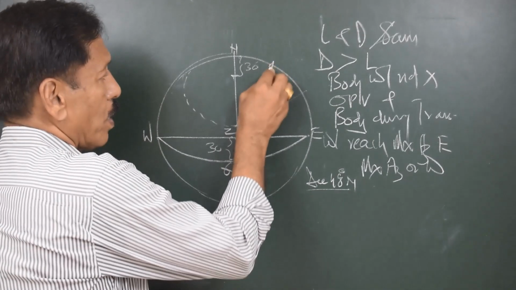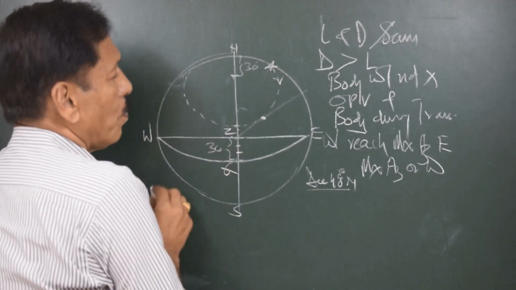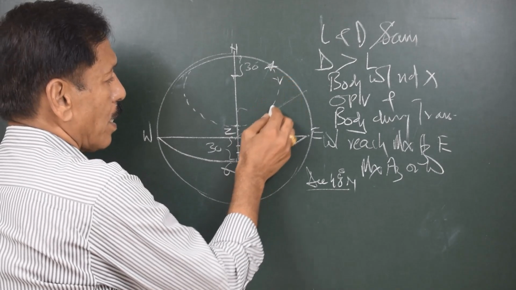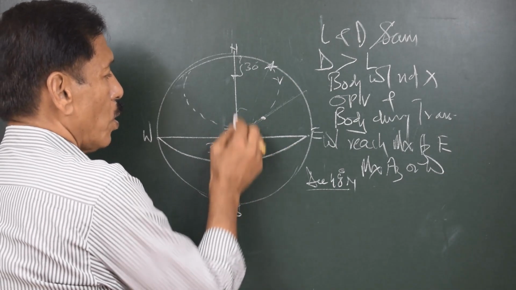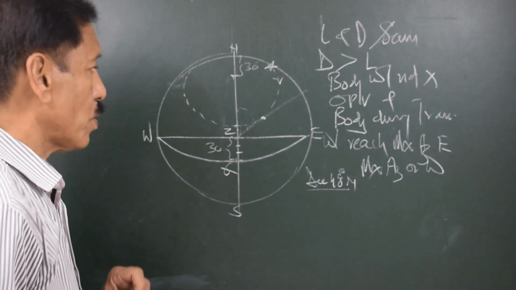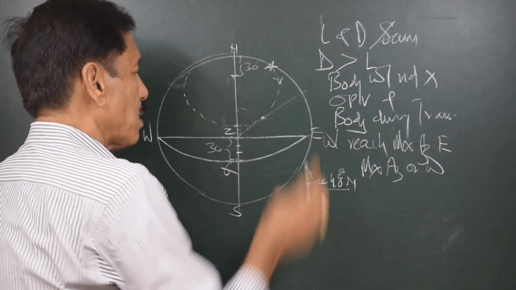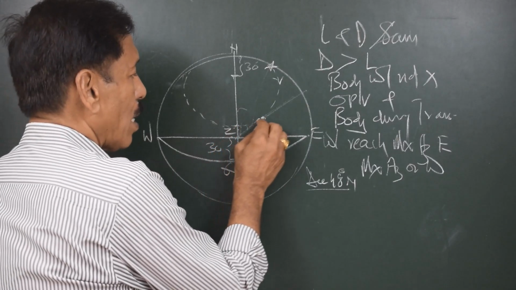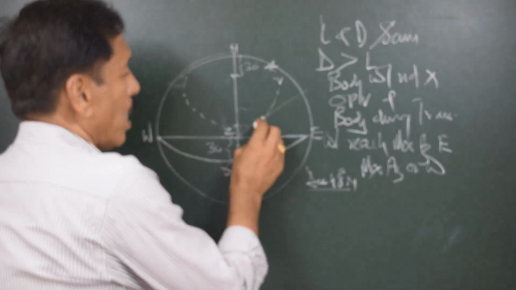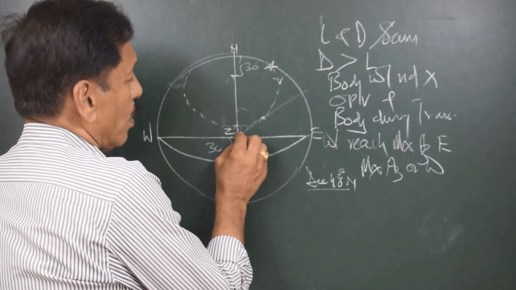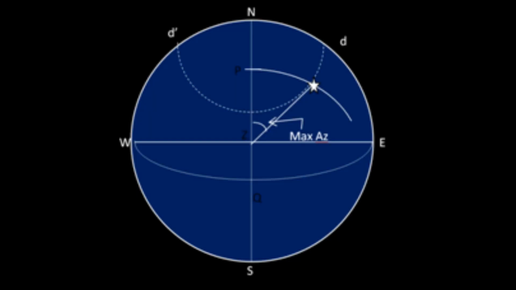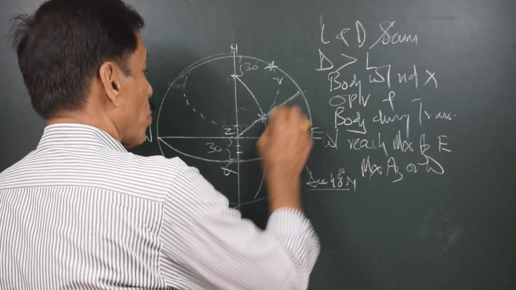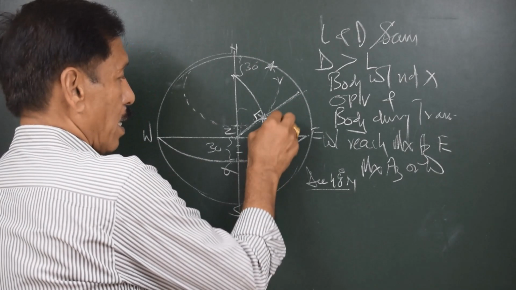When the body rises over here, the azimuth is low, and the azimuth keeps increasing till it attains the maximum azimuth, and thereafter once again the azimuth is going to reduce, right? So this point of maximum azimuth could be considered as a point where this parallel of declination circle would be tangent to the observer's vertical circle passing through the body. It is perpendicular to this observer's vertical circle through the body, and therefore we say that this angle is 90.